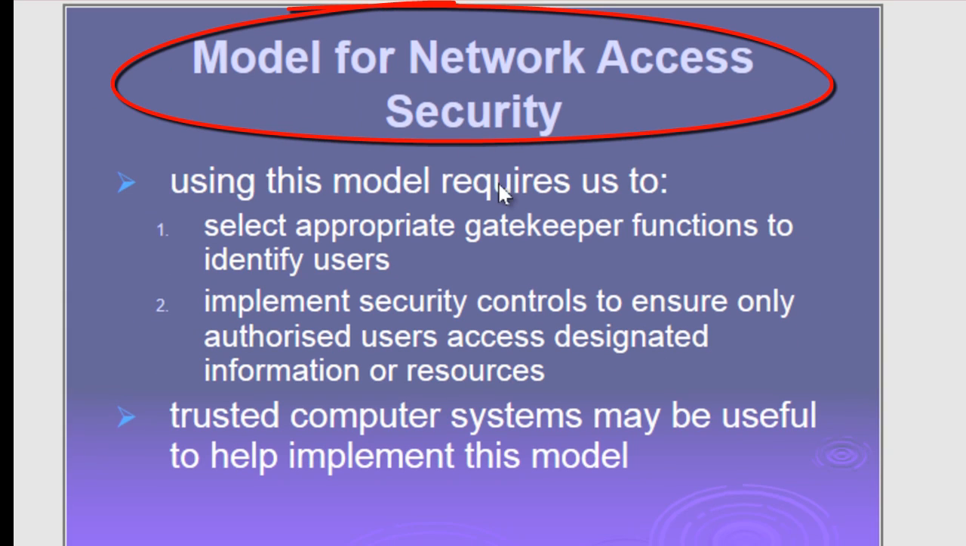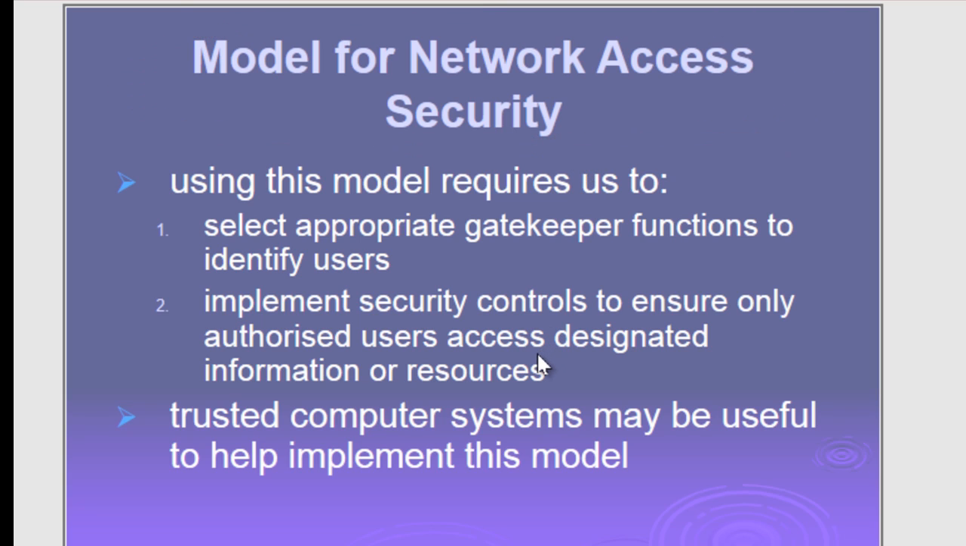Now let us see what the requirements are for providing this network access security. You have to provide two things. One is the gatekeeper. You should select an appropriate gatekeeper function to identify users, like whether a user is authorized or not. You should also set suitable controls to ensure authorized users access only the authorized information. Placing the firewall alone is not sufficient. You have to set controls on who has which access rights.